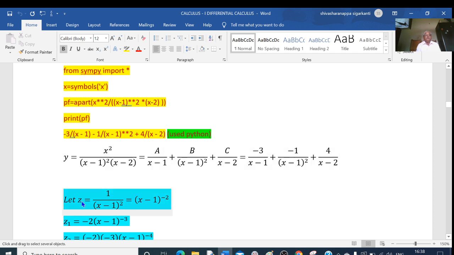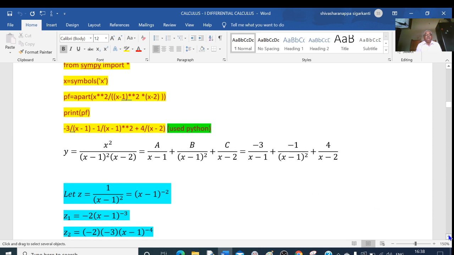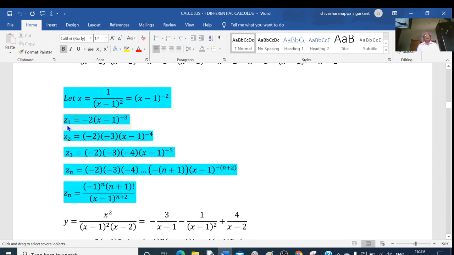Okay, for that let me take z equal to 1 by x minus 1 square. This is equal to, I can write this as x minus 1 to the power of minus 2. This is my z. If I differentiate this with respect to x, I will get z1 equal to minus 2 into x minus 1 to the power of minus 3. Again differentiating, I will get z2 equal to minus 2 into minus 3 into x minus 1 to the power of minus 4. Again differentiating with respect to x, I will get z3 equal to minus 2, minus 3 into minus 4 into x minus 1 to the power of minus 5.